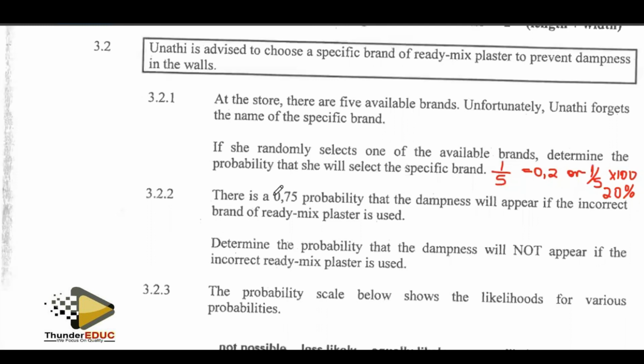3.2.2, there is a 0.75 probability that the dampers will appear if the incorrect brand of the ready mix plaster is used. Determine the probability that the dampers will not appear if the incorrect ready mix is used. This is straightforward also. If 0.75 is positive, what's remaining to make it negative is 0.25. So the probability here is 1 minus 0.75, and the answer becomes 0.25.